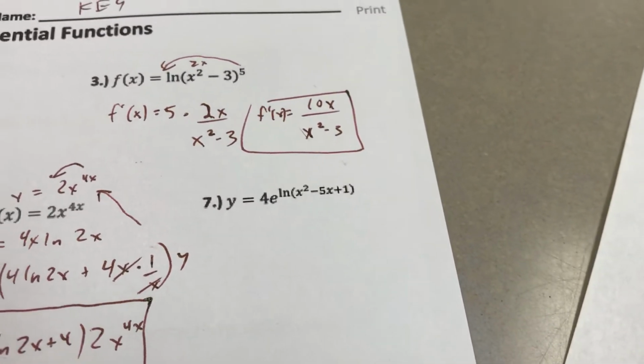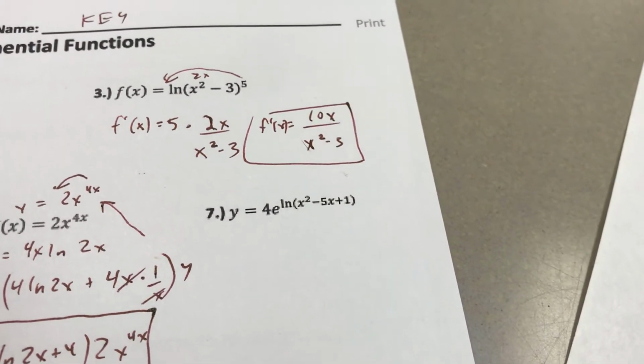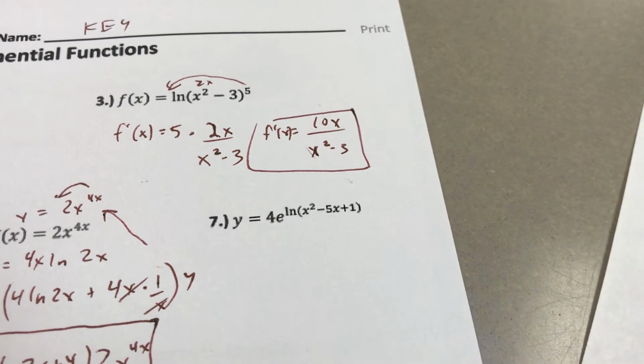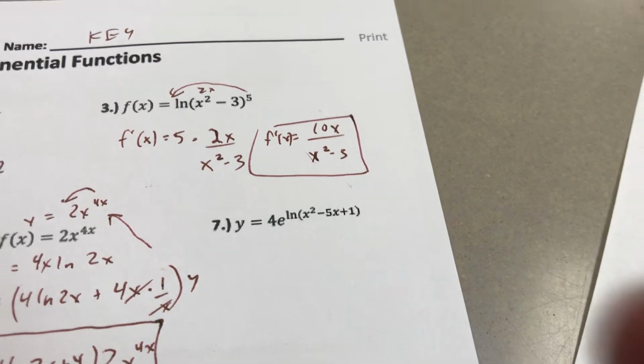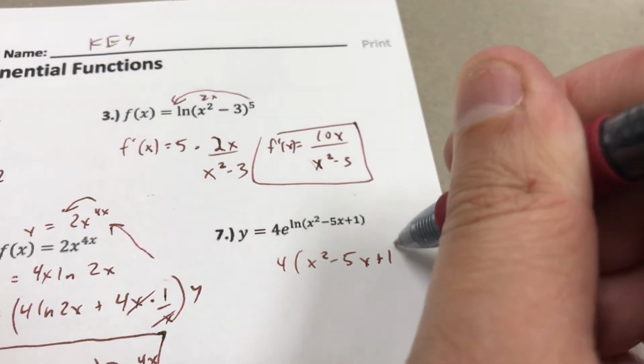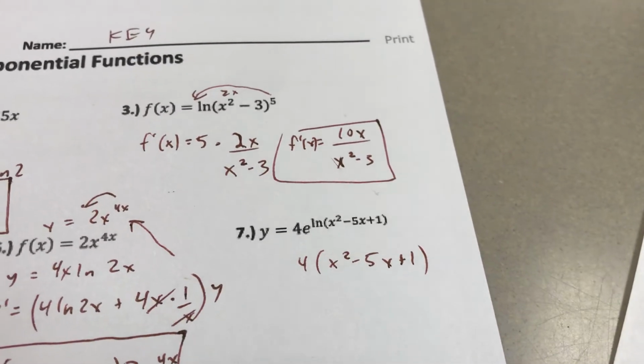Speaking of simplifying, e to the natural log of x is just x. So e to the natural log of x squared minus 5x plus 1 is just x squared minus 5x plus 1. Be careful. That whole thing is being multiplied by 4. So you will need to distribute that in.